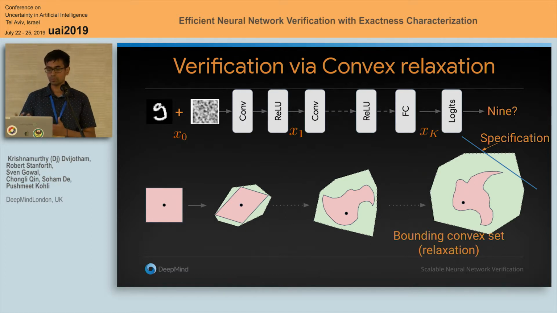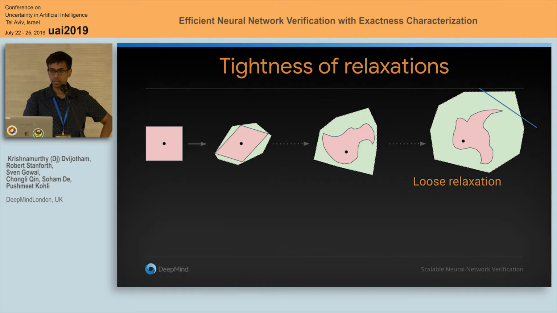Unfortunately, the problem here is that if these bounding sets are quite loose, then in many cases, even though the network was robust, you would not be able to conclude that based on this approach, right? So essentially, we are trying to ensure that these convex sets are as close to the true set as possible. And this is what we call the tightness of the relaxation.